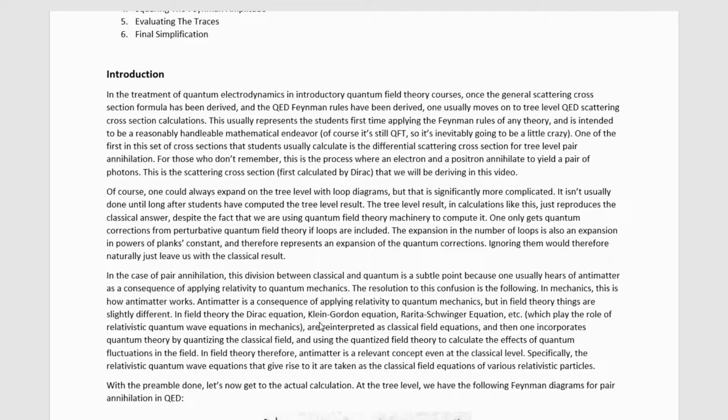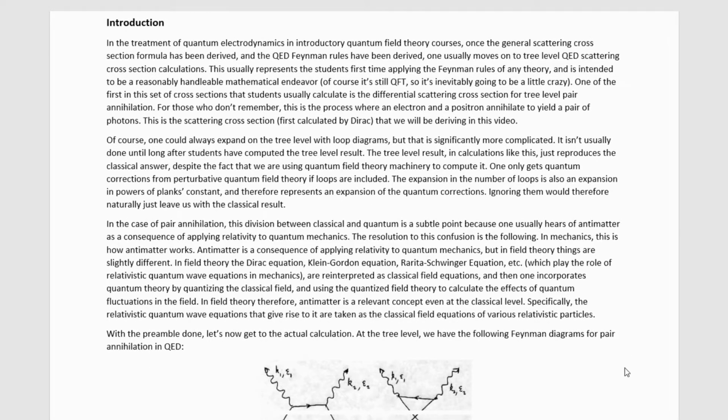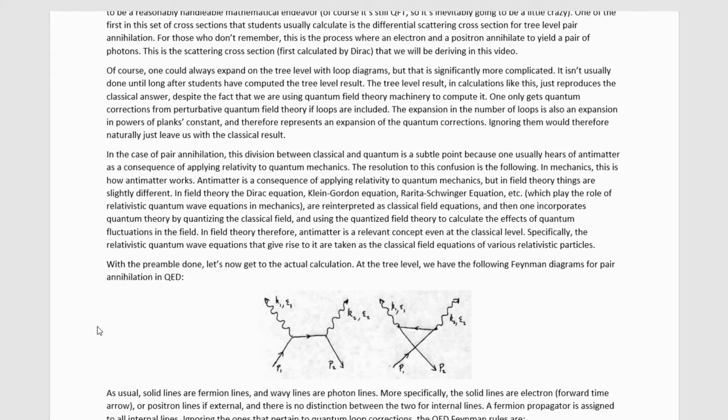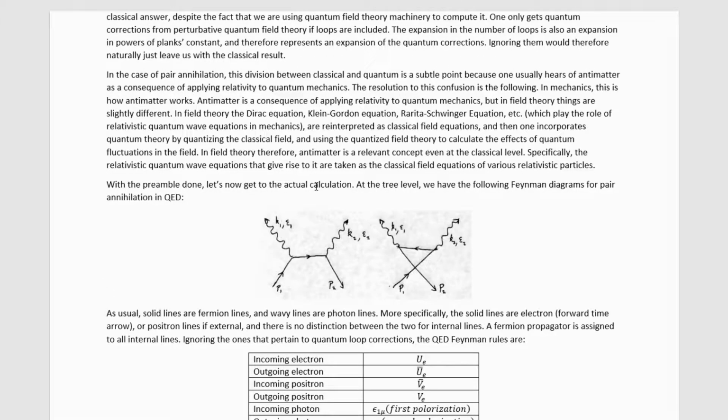In field theory, the Dirac equation, Klein-Gordon equation, Rarita-Schwinger equation, etc., just relativistic wave equations in general, which play the role of relativistic quantum wave equations in mechanics, are reinterpreted as classical field equations, and then one incorporates quantum theory by quantizing the classical field and using the quantized field theory to calculate the effects of quantum fluctuations in the field. In field theory, therefore, antimatter is a relevant concept even at the classical level. Specifically, the relativistic quantum wave equations that give rise to it are taken as the classical field equations of the various relativistic particles, and that's how it gets into the classical level. With the preamble done, let's now get to the actual calculation.